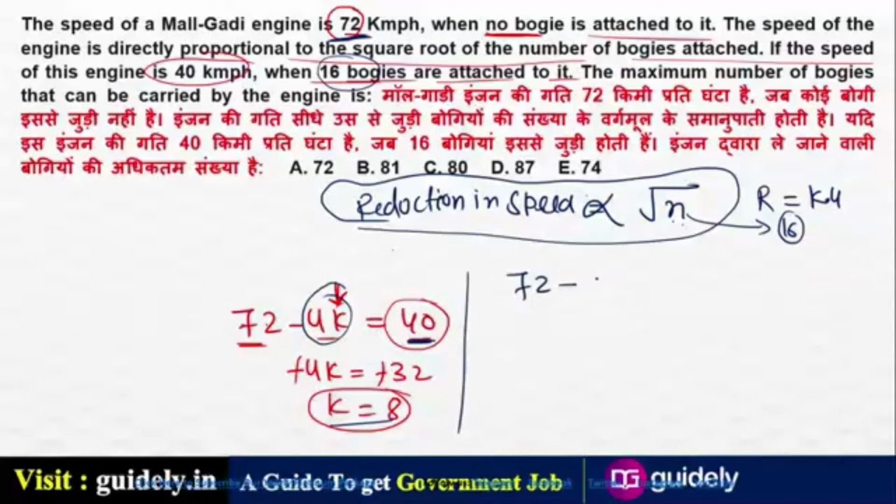Now the value of k has come, 8. Now root n is equal to... it is asking the maximum number of bogies that can be carried by the engine. So the maximum bogies can be attached when the speed becomes 0.